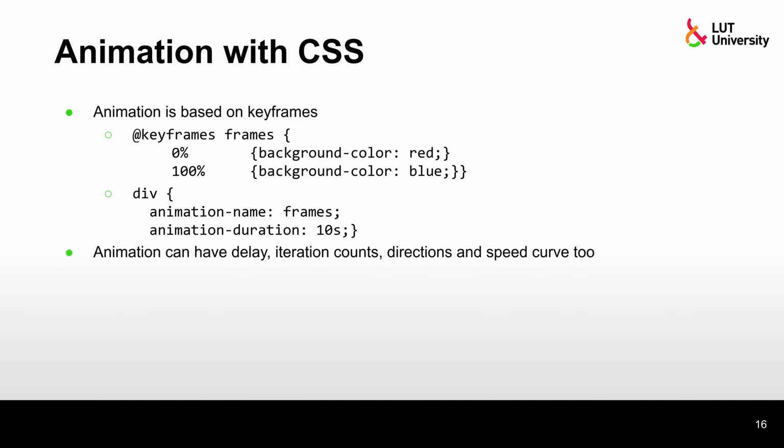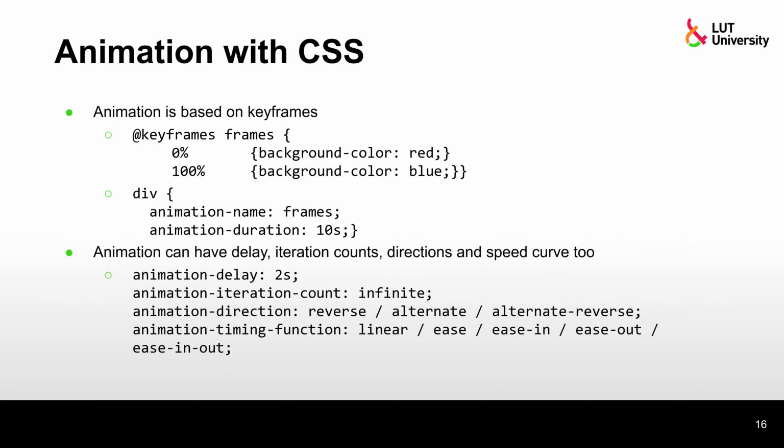Animation can also have a delay, iteration counts, directions, and speed curve too. So you can define it like this. There is animation delay, 2 seconds, and it will then just start. You can make it iterate, for example, 3 times or 5 times or infinite, so it will loop one after another. You can set the direction, reverse, alternate, whatever you wish. Animation timing function: animation can be linear, it can be ease in, ease out, or ease in out, based on what you like most.